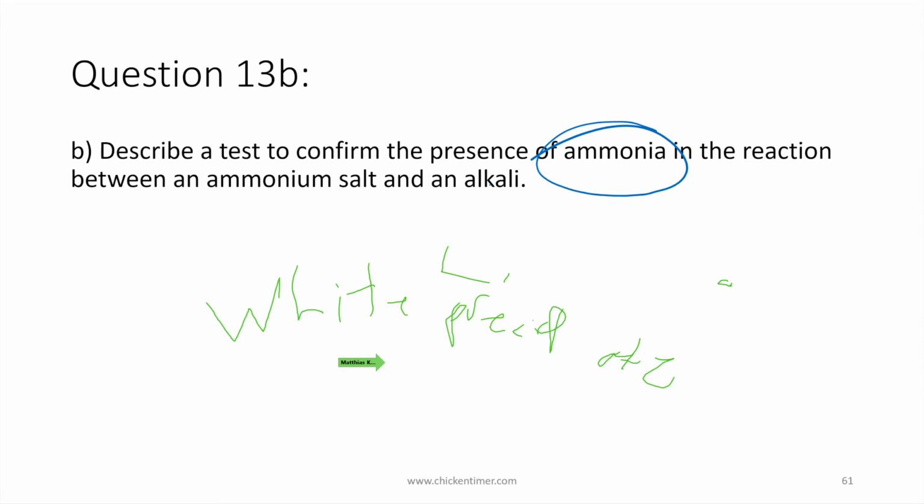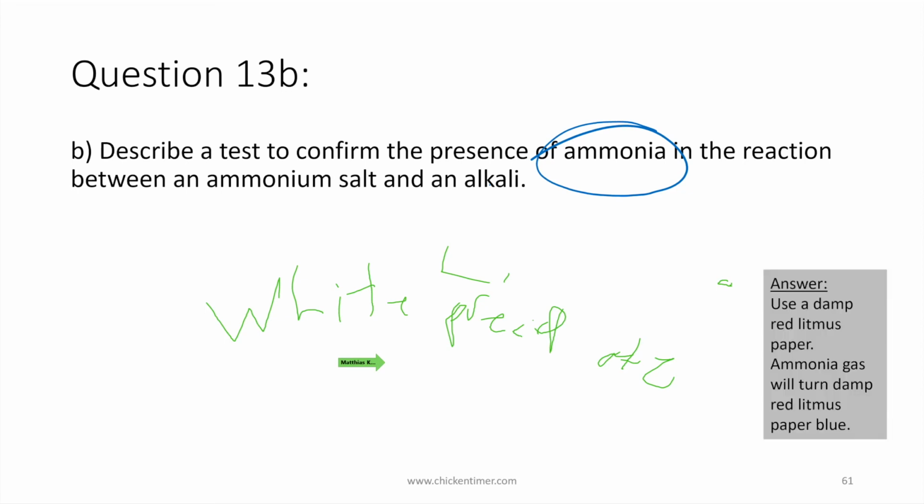Okay, then I'll tell you, and then you just keep that in mind. There's the damp red litmus paper test. So you just put at the mouth of the test tube, the damp litmus paper will turn blue.